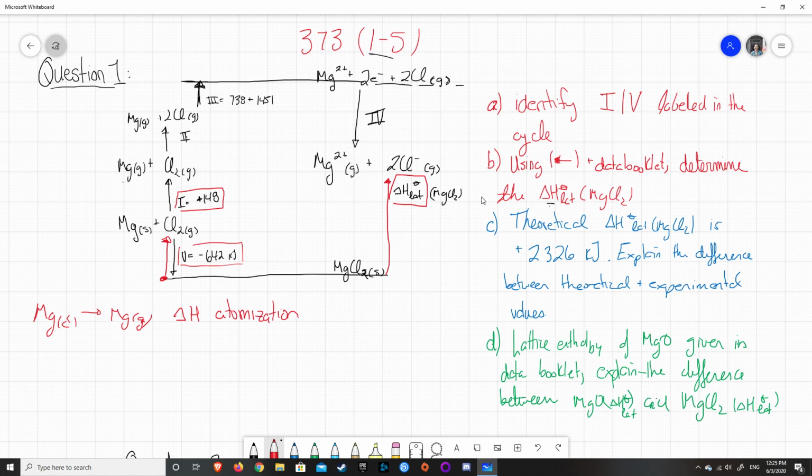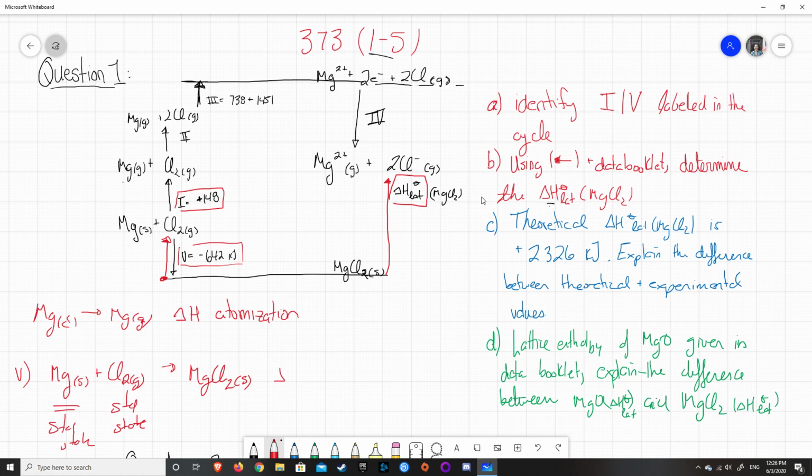And let's look at number 5 now. So 5, what's happening is that magnesium in the solid phase is reacting with chlorine gas in the gaseous phase to form magnesium chloride solid. So, what does this look like too? We've got magnesium in its standard state. We've got chlorine in its standard state. And they're reacting together directly to form magnesium chloride.